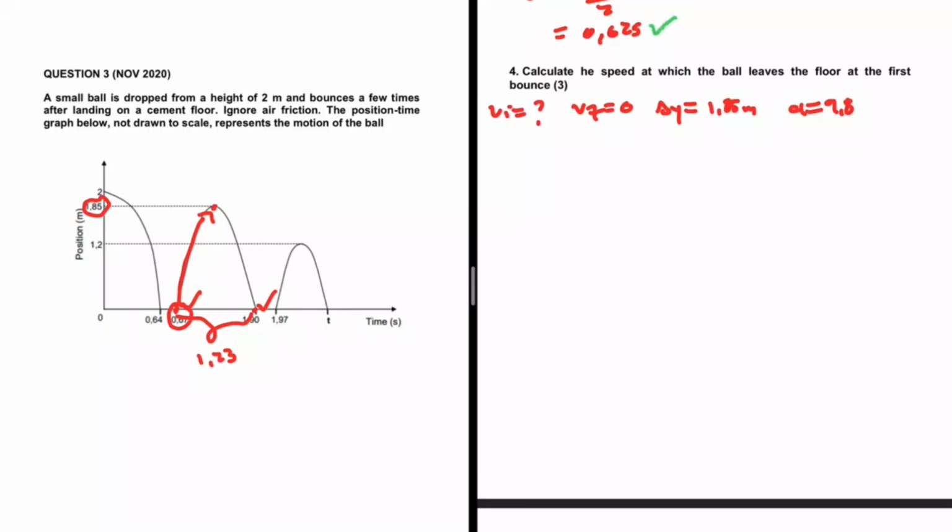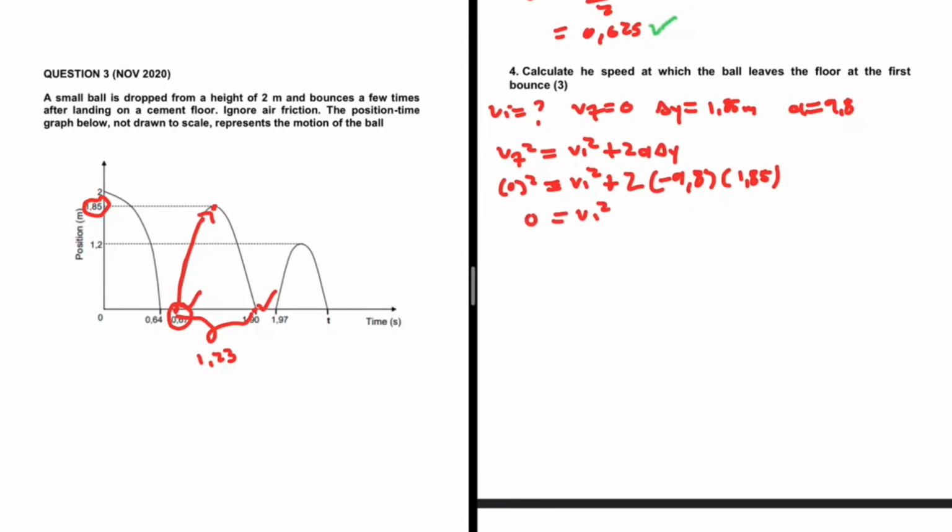With these 4 variables, we can say that VF squared is equals to VI squared plus 2A delta Y. VF is 0, so we have 0 squared being equals to VI squared plus 2. The acceleration is minus 9.8. We take it up as positive, and the displacement is plus 1.85. So 0 squared, that is 0, obviously. So we're going to have 0 being equals to VI squared.